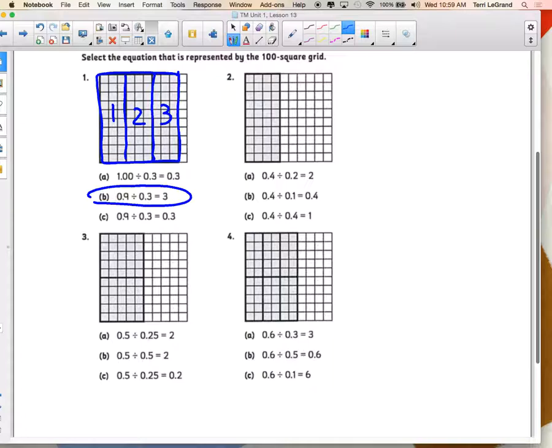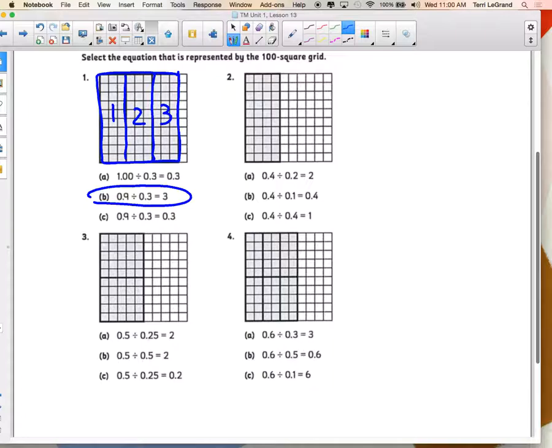Okay, so does this say 90 hundredths? How much is in each part? 30. In each of those 3 parts, how many squares are there? 30. So if there's 30 shaded squares, what decimal is that? 0.3.